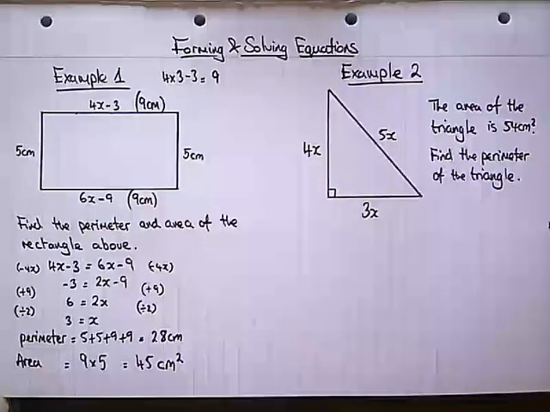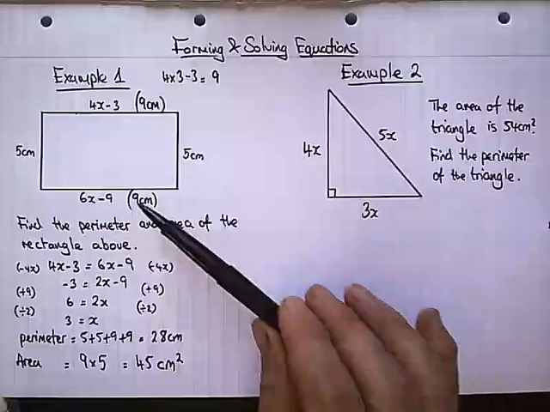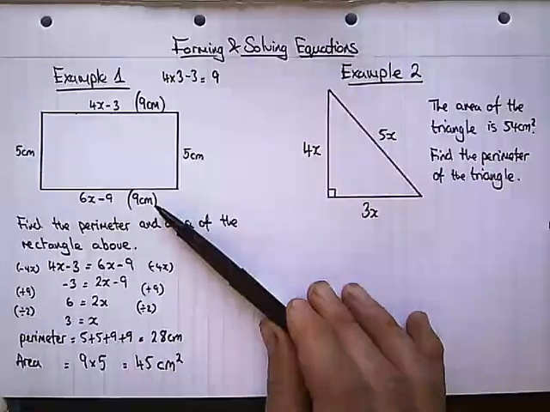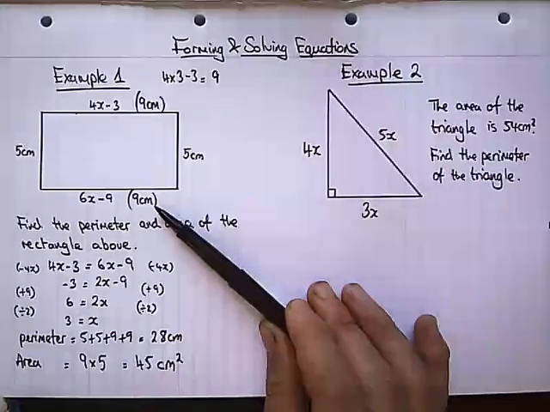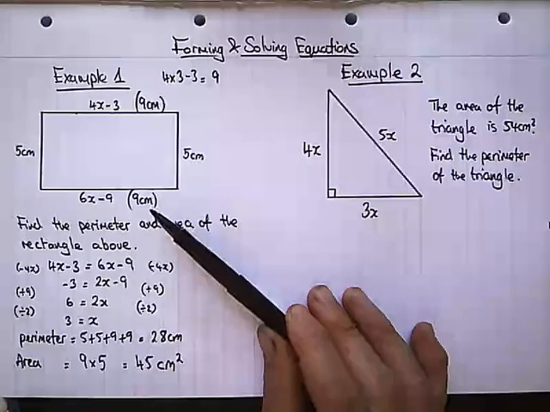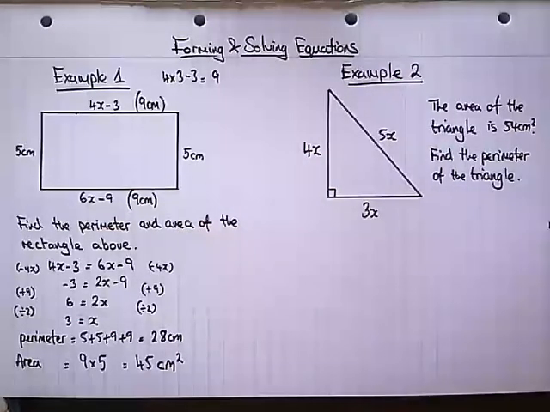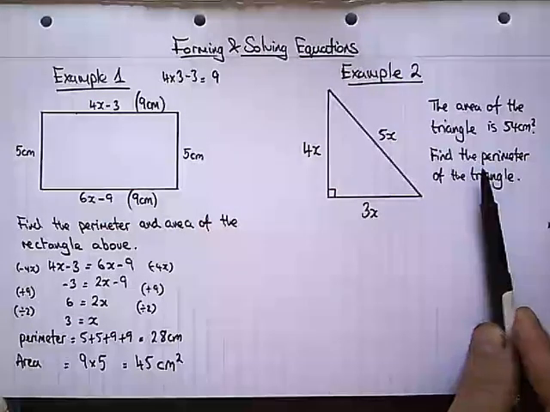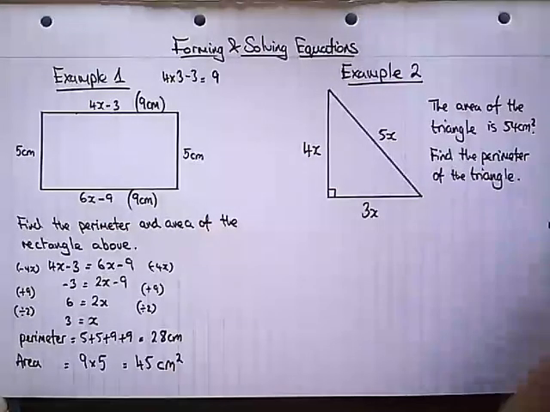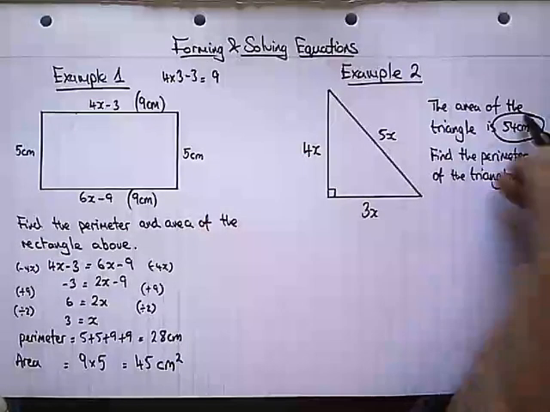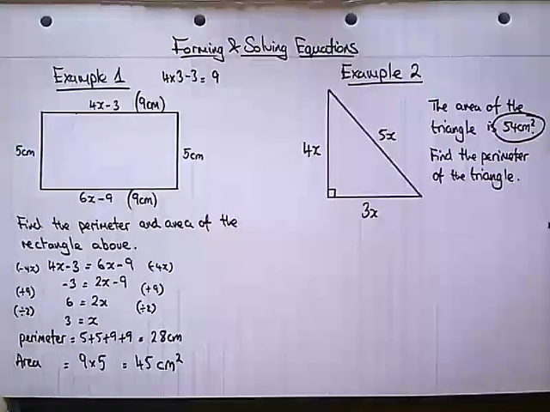Okay. So the trick here, whenever you're dealing with algebra and shapes and angles and stuff like that and lengths, is to try and identify what you already know about the shapes. Whether the opposite side lengths are the same, whether the angles are the same. What is it about this shape that's special? Okay. So let's have a look at example 2. The area of the triangle is 54 centimeters squared. That's really important, okay? We need to use that. Find the perimeter of the triangle.